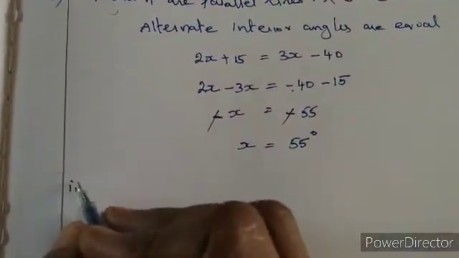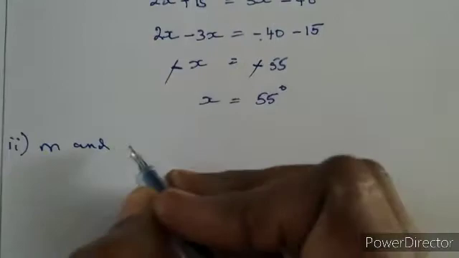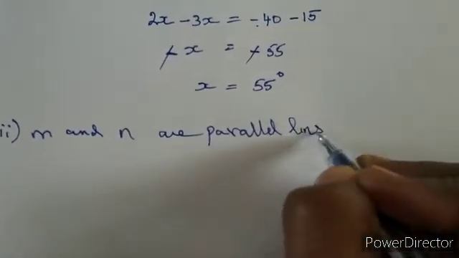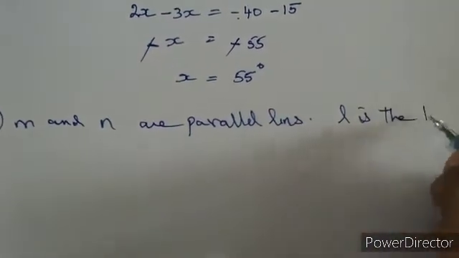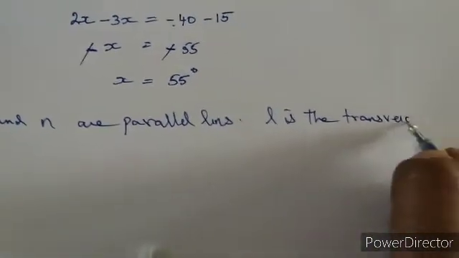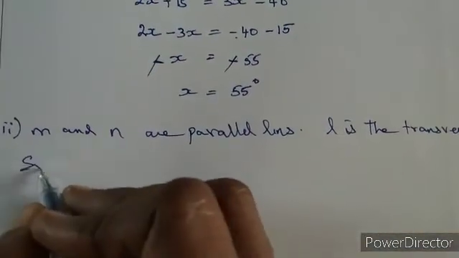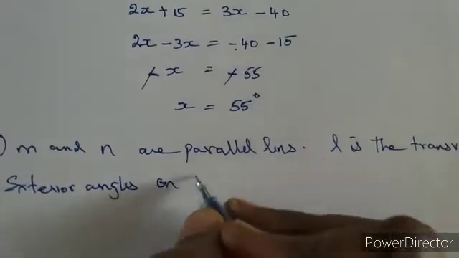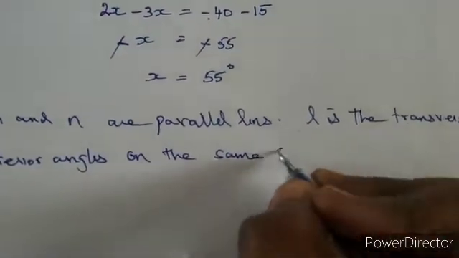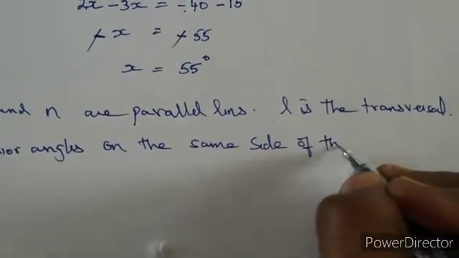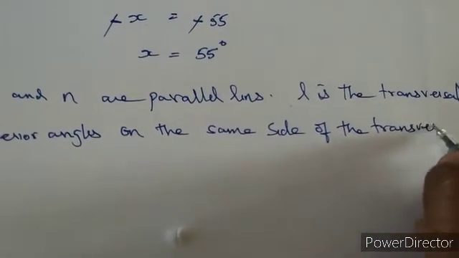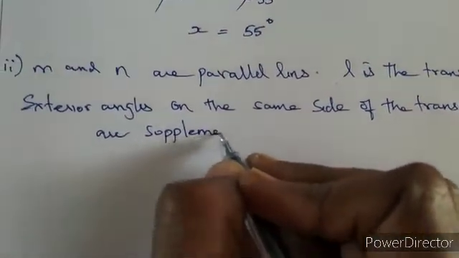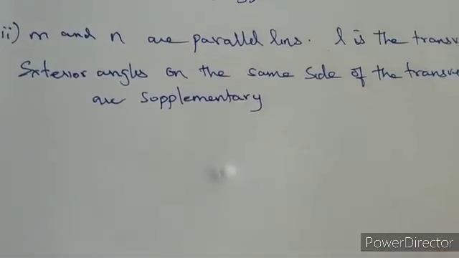In subdivision 2, M and N are parallel lines. L is the transversal. Now the reason: exterior angles on the same side of the transversal are supplementary. So now we are going to find the value of x.